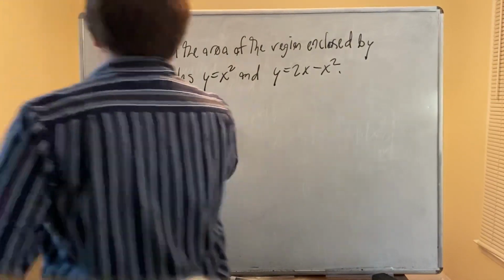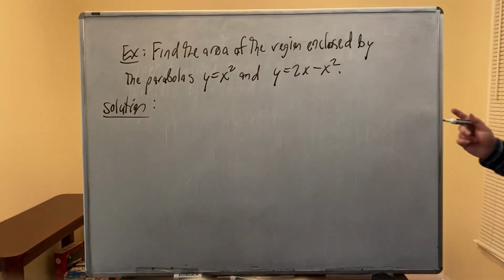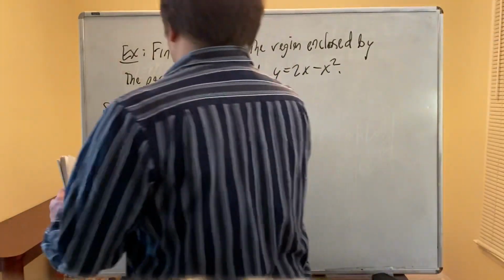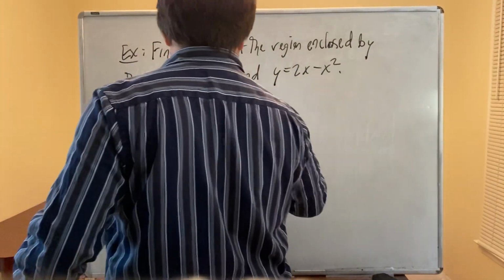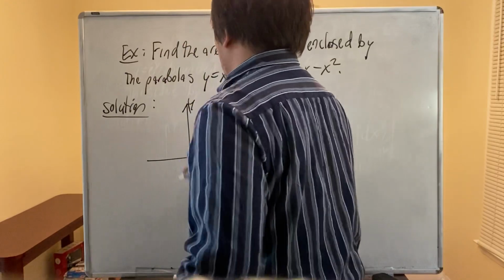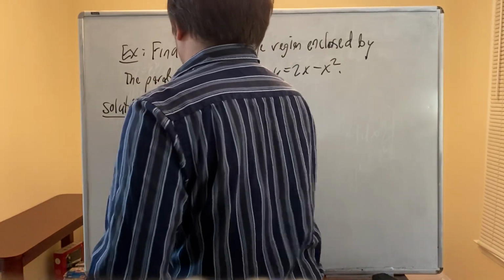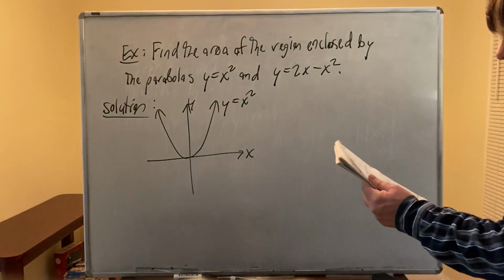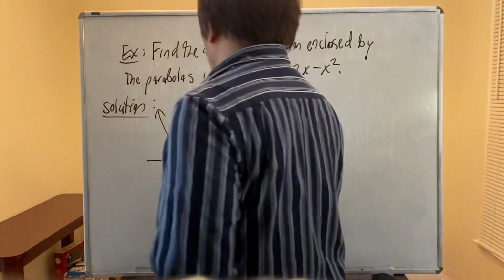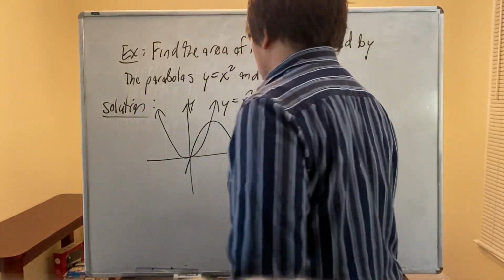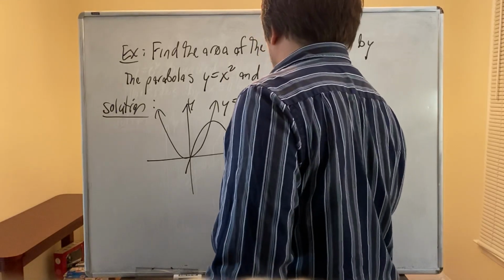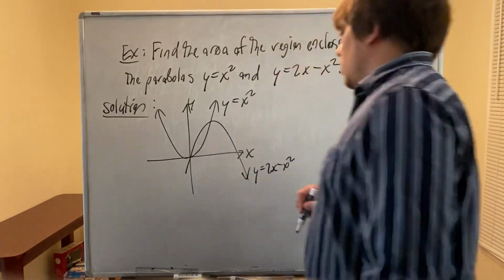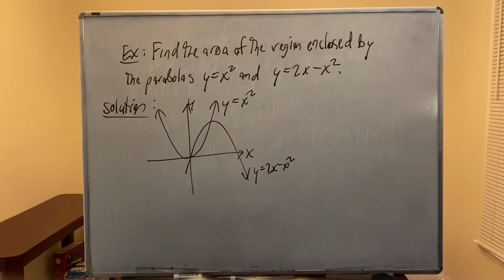Okay, so I want to find the area enclosed by those two parabolas. So let's draw a picture. Let's draw these two parabolas. So y equals x squared looks like that. Okay, that's y equals x squared. And then y equals 2x minus x squared looks like that.